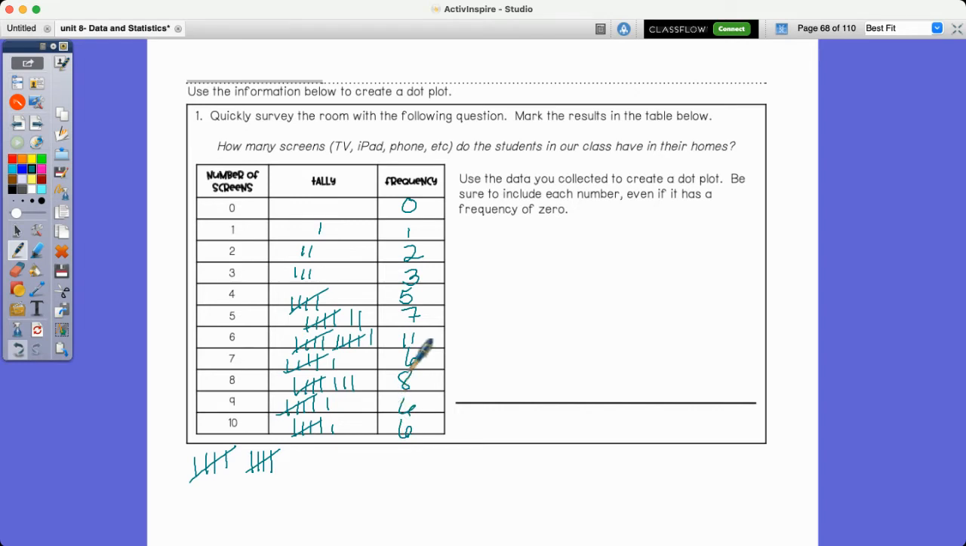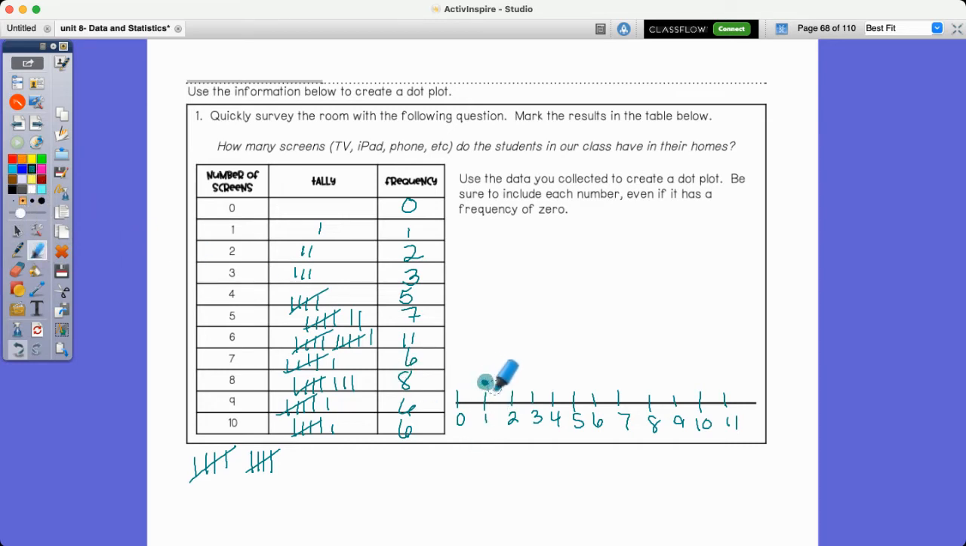So we are going to create a dot plot right now to show our data. Okay, so what we need to do is we need to have a dot plot that goes from at least 0 to 11. So we're going to go 0, 1, 2, 3, 4, 5, 6, 7, 8, 9, 10, 11. Okay. Now, these are our number of screens. We're going to mark our frequency. We have nothing at 0, so we leave it alone. We're going to put a single dot. I'm going to actually change this over to here. It makes it a little bit easier.